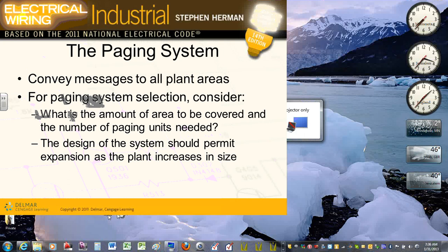You guys have done paging systems in the area. I'm going to remind you, we said we want every common area to have at least two speakers. We placed them 30 or 40 on centers. Every common area has to have at least two speakers. In the manufacturing area, we have to have horn speakers because it's loud. So these are the things that you guys have done, and that's what this chapter is talking about. What is the amount of area to be covered and the number of paging units needed? We talked two in every common area, as well as you can cover 30 to 40 on center when you have these speakers in the ceiling.